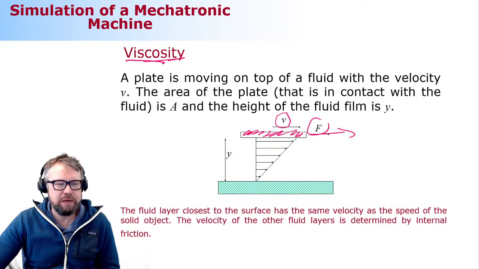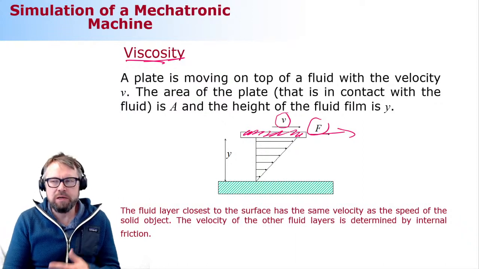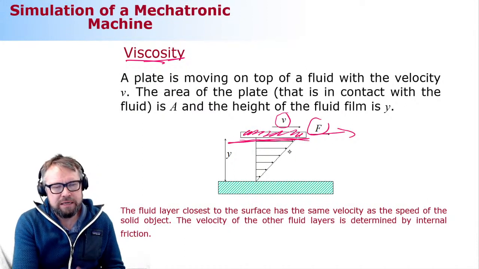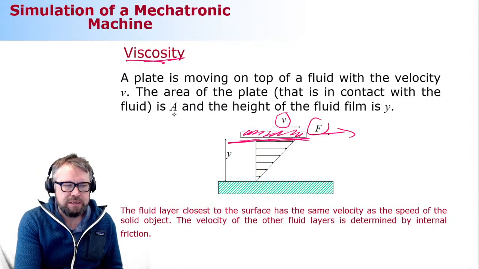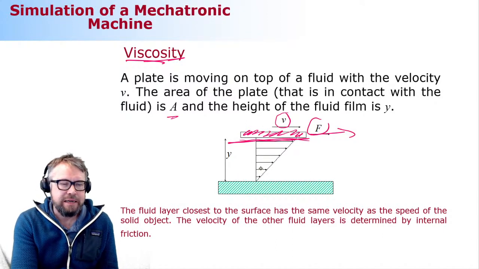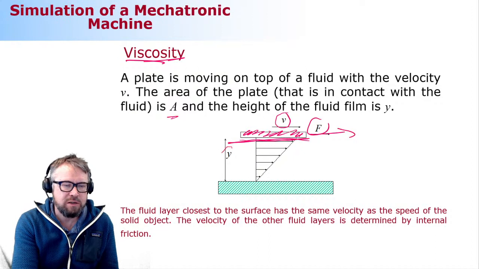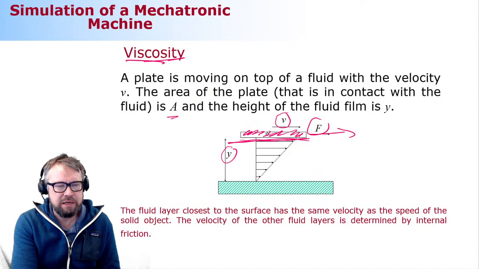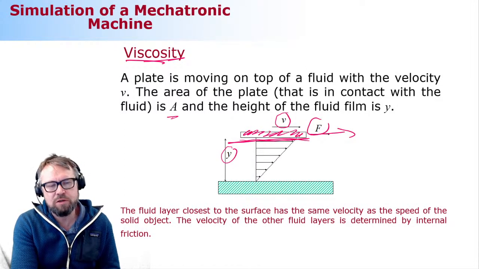Okay, so the plate is moving to the right with velocity v. This plate has a cross-section area facing the fluid film, the oil that is standing here, and the cross-section area is called A. The distance from this plate to the ground, which is standing still, is called Y. So there's a thin layer of oil, and this plate is traveling on top of the thin layer of oil.